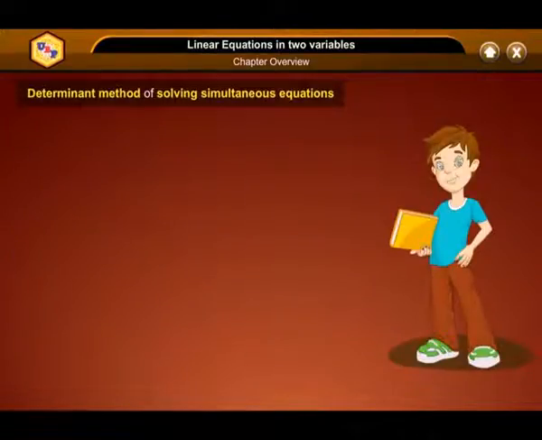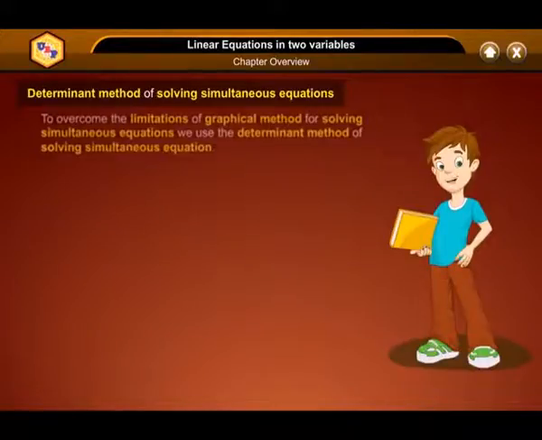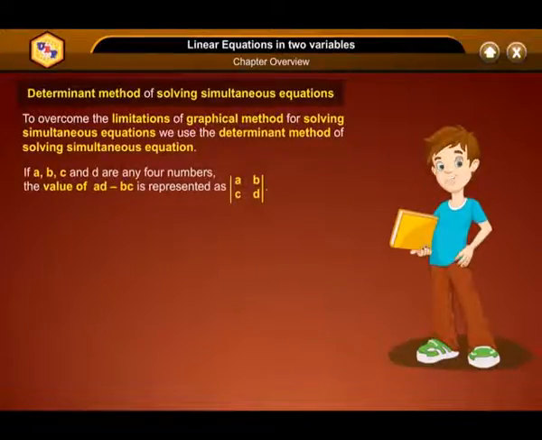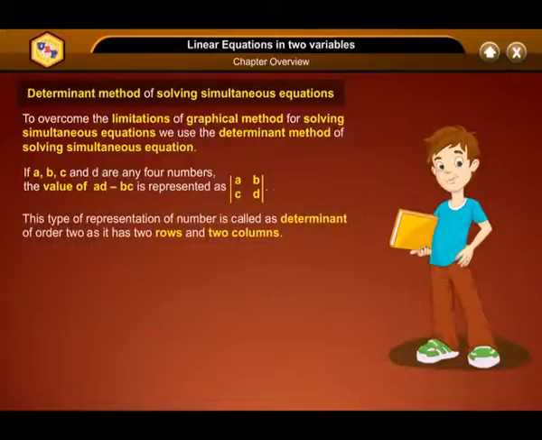Determinant method of solving simultaneous equations. To overcome the limitations of the graphical method for solving simultaneous equations, we use the determinant method. If a, b, c, and d are any four numbers, the value of ad minus bc is represented as the determinant with rows a b and c d. This type of representation is called a determinant of order 2, as it has two rows and two columns.